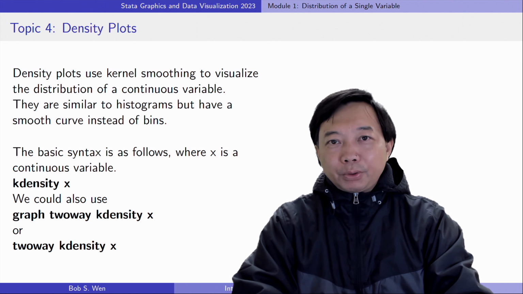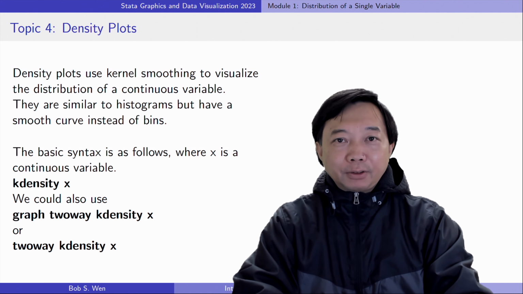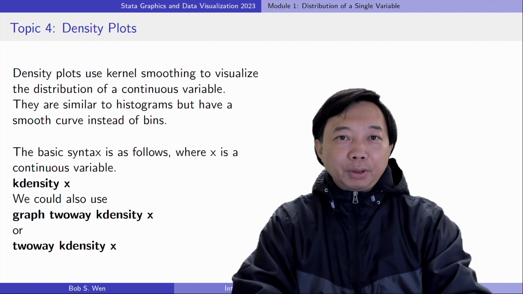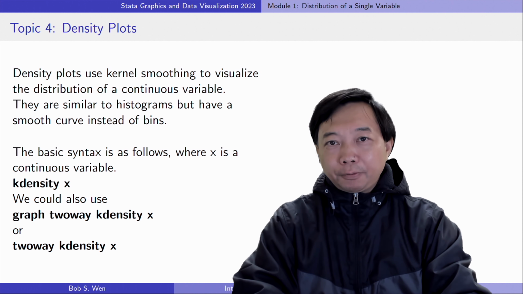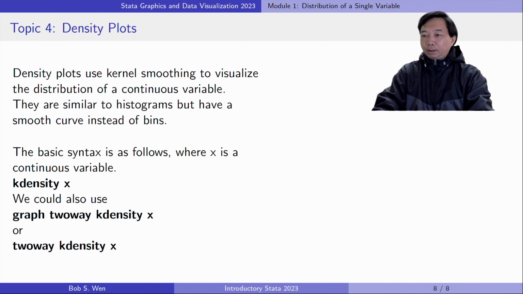Density plots use kernels to visualize the distribution of a continuous variable. They are similar to histograms but have a smooth curve instead of bins. The basic syntax is kdensity x, where x is a continuous variable. Since density plots belong to the two-way family, we could also use the command graph twoway kdensity x or twoway kdensity x.